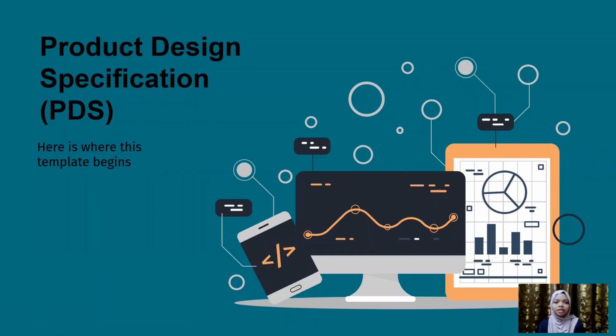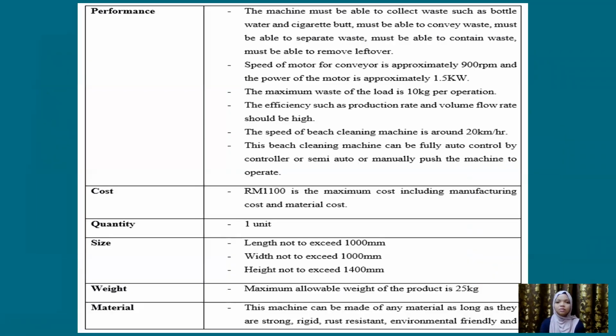Assalamualaikum. My name is Hazirah Binti Roslan. So I will present about the product design specification, or we call it PDS. So for performance, the machine must be able to collect waste such as bottles, water, cigarettes, and so on. The speed of the motor for conveying is approximately 900 RPM, and the power of the motor is approximately 1.5 kilowatt.